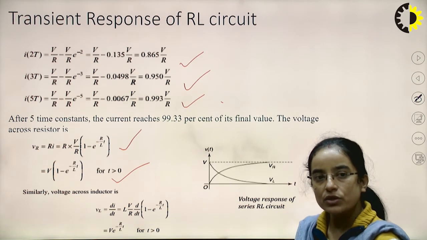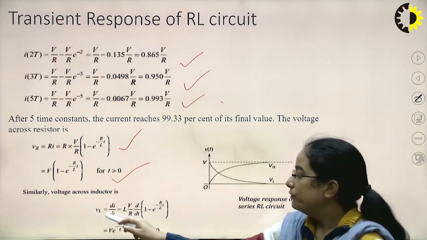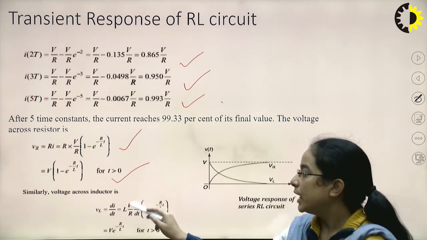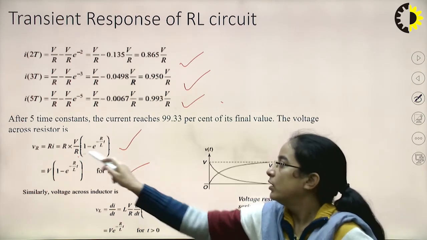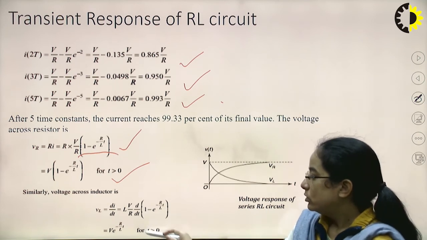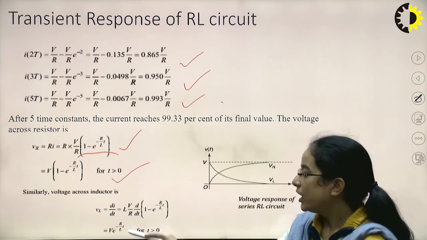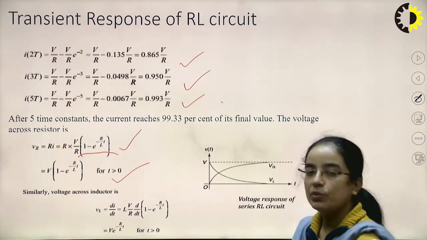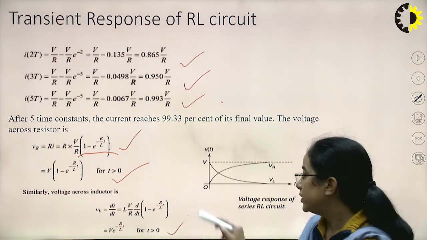Similarly, voltage across the inductor will be VL equal to L d by dt of I(t), and we had calculated this I. Okay, it is V by R, this value. So after solving this, we have voltage across the inductor as V into e to the power minus R by L into T for T greater than 0.